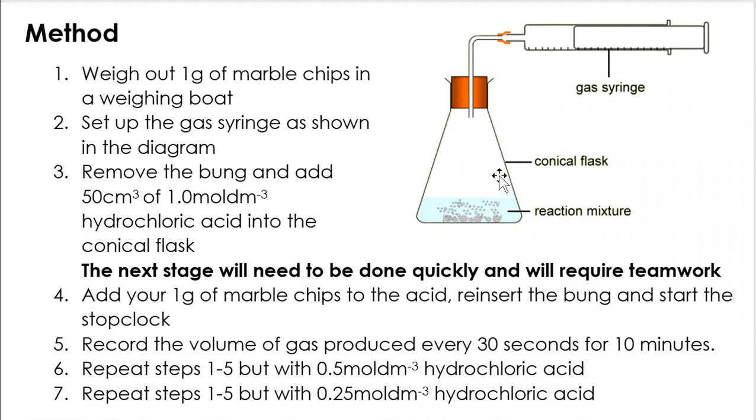This is a good cross-sectional diagram. It's cross-sectional because the tube goes through. It's not broken by the bung. It's also fully labelled.